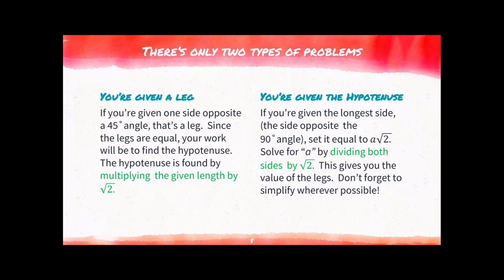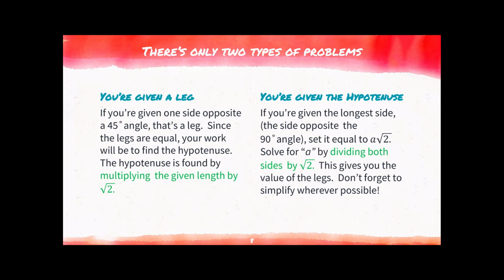In summary, examples 1 and 2 show you how to find a leg or how to find the hypotenuse of a 45-45-90 triangle. If the value shown is opposite the 45-degree angle, you are given a leg. Your job will be to find the hypotenuse. You just take the value given and multiply by the square root of 2.